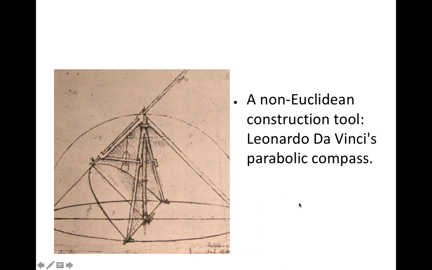Here's something kind of cool here. This is a non-Euclidean construction tool. Leonardo da Vinci created a parabolic compass. Yes, so a way of actually defining that locus of points. So we have a compass, and what's that good for? What's the one that I gave you good for? Constructing what? Yeah, the locus of points equidistant from a fixed point.